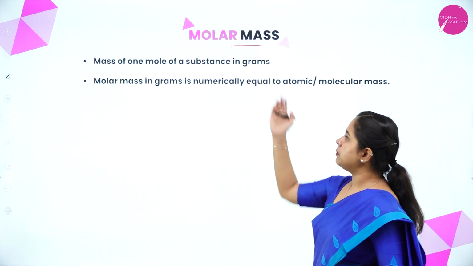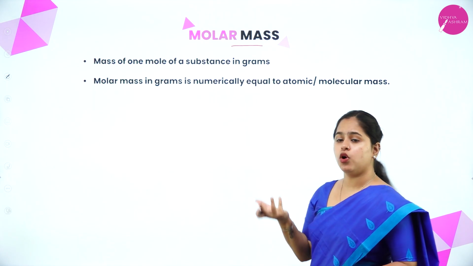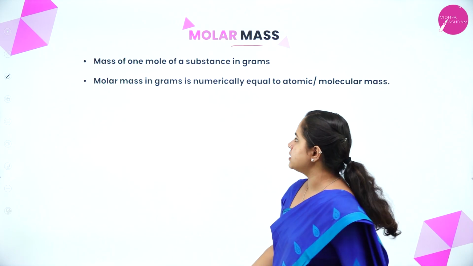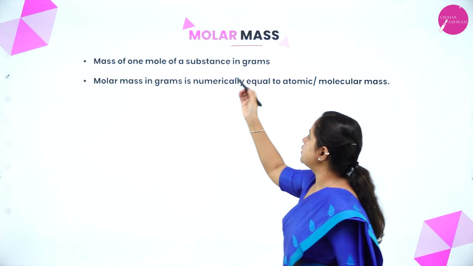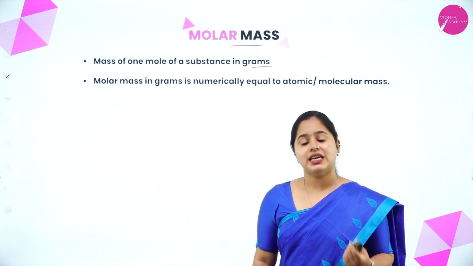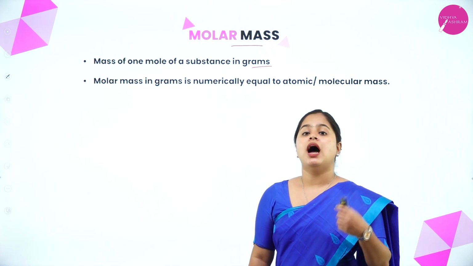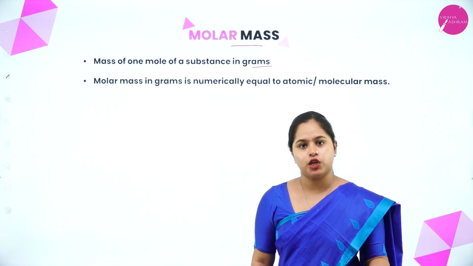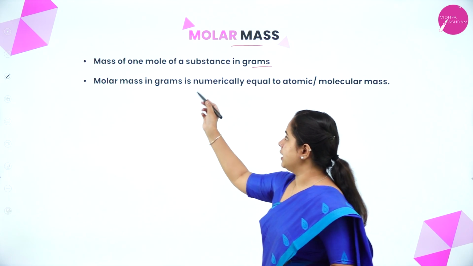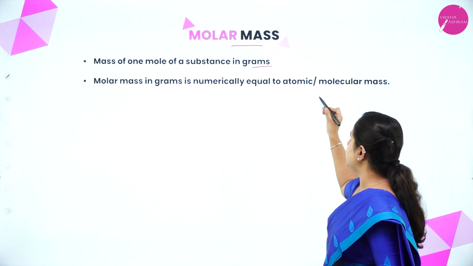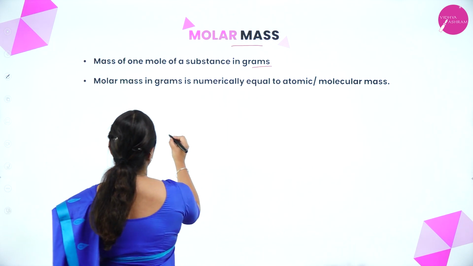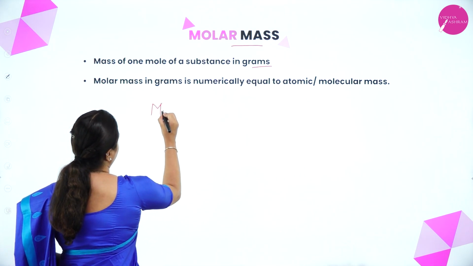From the name itself you can suggest what will be molar mass. It is the mass of 1 mole of a substance. So mass of 1 mole of a substance in grams is said to be molar mass. So basically it is equal to your atomic mass or molecular mass which is expressed in grams. Molar mass in grams is numerically equal to atomic or molecular mass.